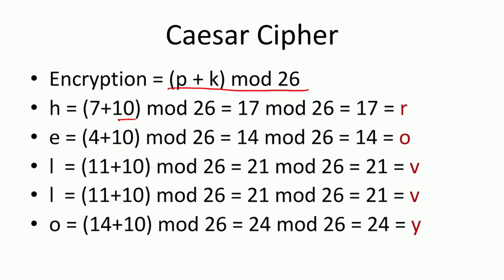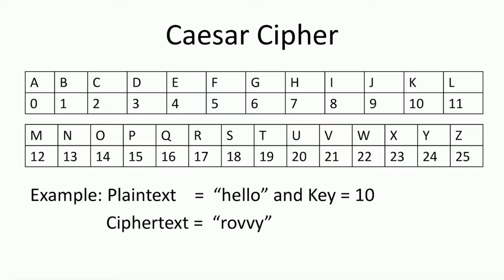So we will apply P plus K mod 26 on each of these letters. So for H, we will say 7 plus 10 mod 26, which is 17 mod 26, which gives you 17, and which is the letter R. Then for E, we have 4 plus 10 mod 26, which gives 14 mod 26, or 14, which gives you O, and so on. So the resultant ciphertext is ROVVY.